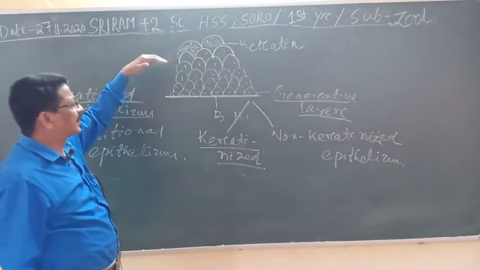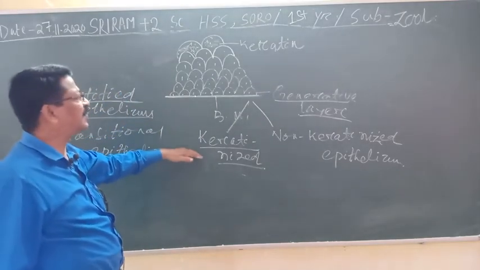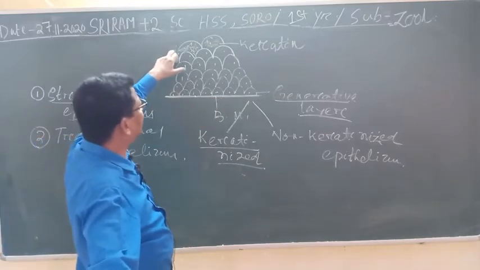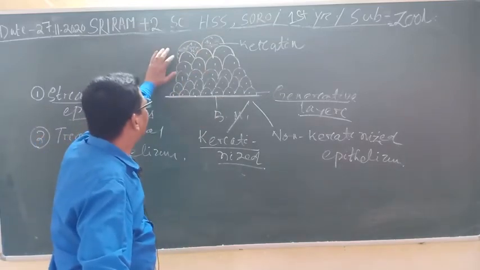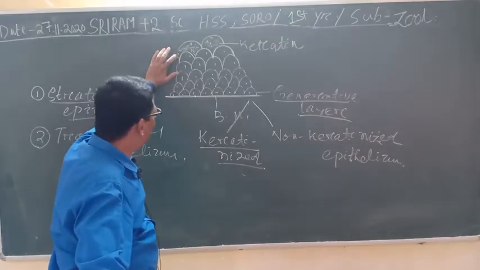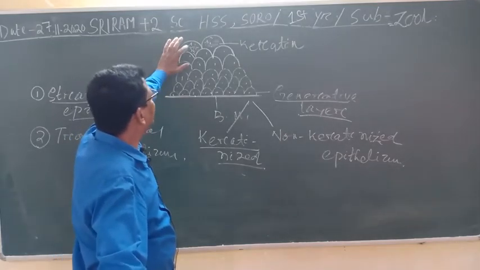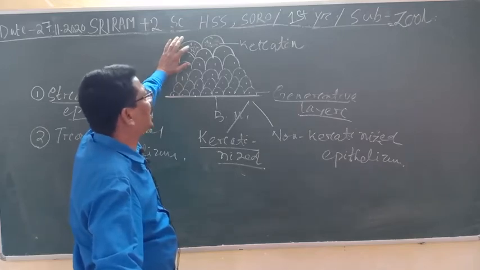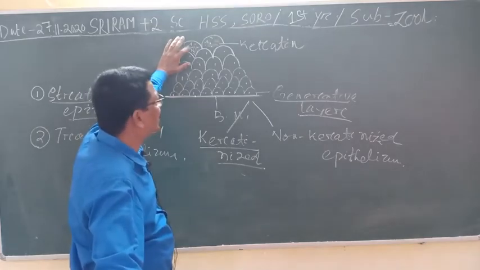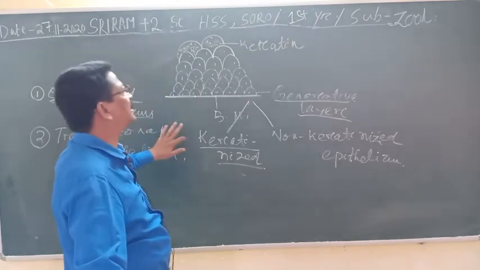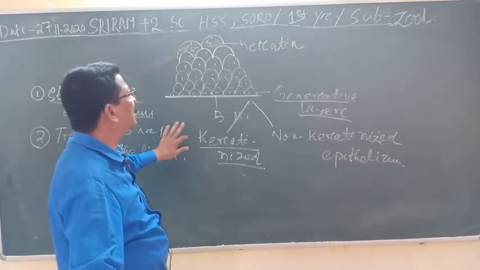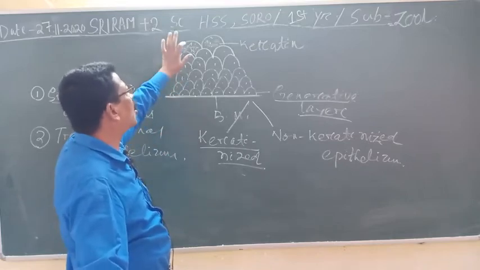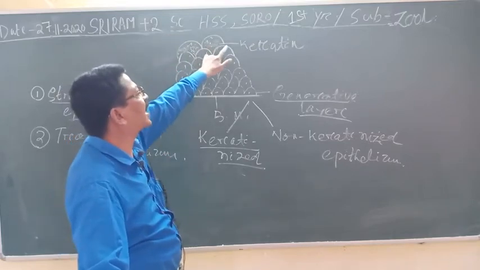That is, in keratinized stratified epithelium, the cells of the outermost layer are dead. That is waterproof as well as non-nucleated due to the presence of insoluble dead branched horny protein called keratin.